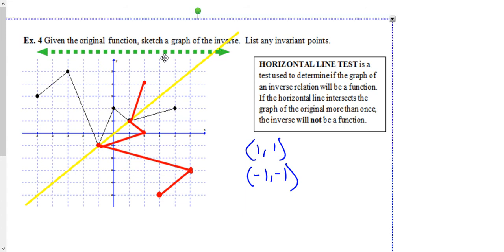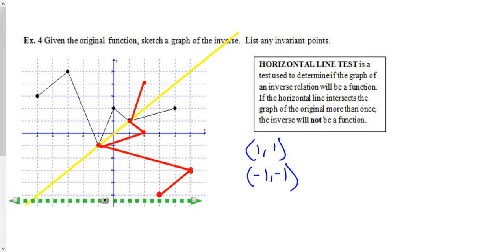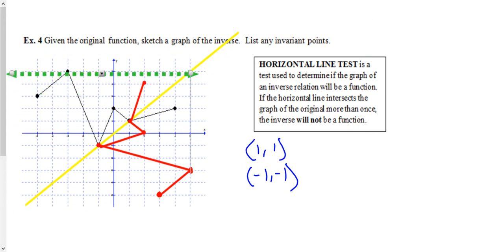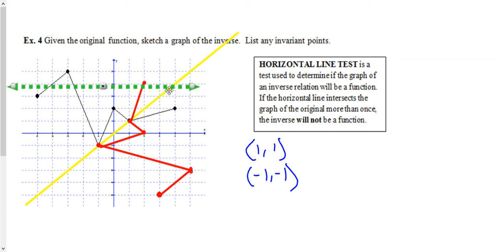And as long as this line only touches your original graph in one spot ever, then yes, your inverse will also be a function. But if it touches your original graph in more than one spot, it is not a function. So literally, if I stop this line right here, I touch my original graph in two spots. So that means my new inverse is not an actual function.